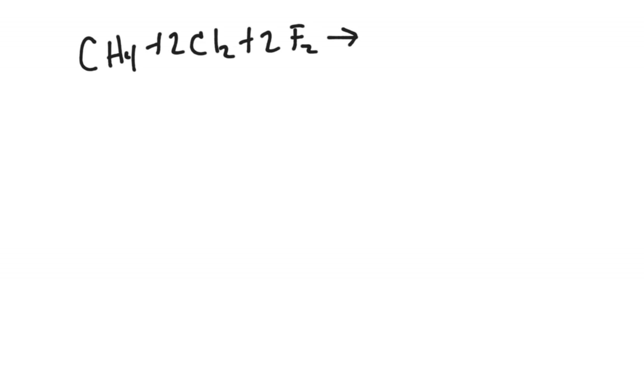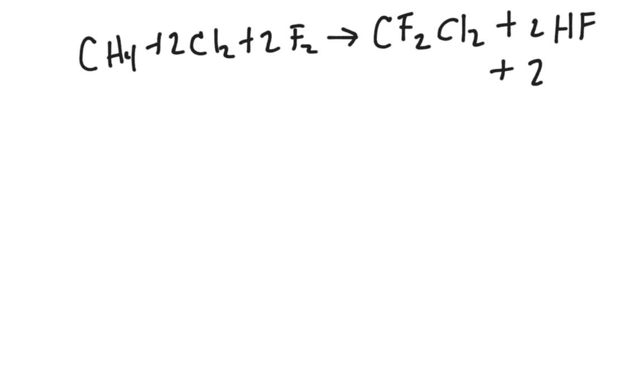So if I have something, looking at enthalpy, something like CH4 plus 2Cl2 plus 2F2, and I put this into a combustor and I burn it, I'm going to end up with CF2Cl2 plus 2HF plus 2HCl. If I want to see if this is favorable, if it has a negative delta H, exothermic, what I can do is say, okay, here I have 4 CH bonds.